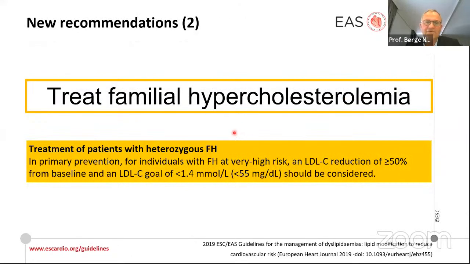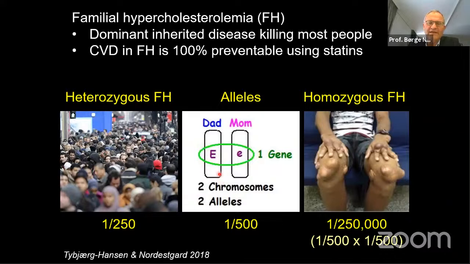I would like to draw your attention to familial hypercholesterolemia. This is extremely under-recognized and undertreated in the world. So the latest European guidelines say in primary prevention for individuals with familial hypercholesterolemia at very high risk, an LDL cholesterol reduction of 50% from baseline and an LDL cholesterol goal of less than 1.4 should be considered. What is familial hypercholesterolemia? Well, it's a dominant inherited disease killing the most people in the world. And it is, as I said, largely unrecognized, undiagnosed, and untreated. Cardiovascular disease in familial hypercholesterolemia is 100% preventable if you use statins. It's very simple to diagnose, very simple to treat.